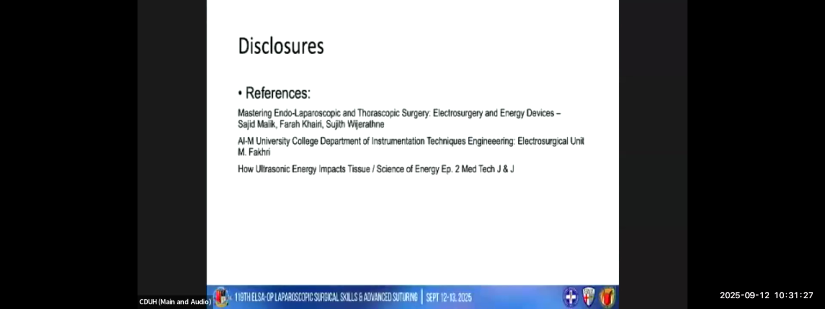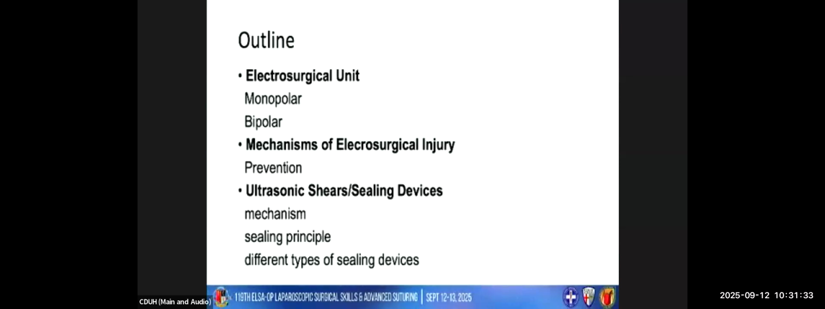So disclosures, I have no disclosures. These are the references for my topic outline. First, we'll talk about the electrosurgical unit, which comprises the monopolar and bipolar mechanisms, electrosurgical injury and their prevention, and ultrasonic shear sealing devices, their mechanism, their sealing principle, and different types of sealing devices.